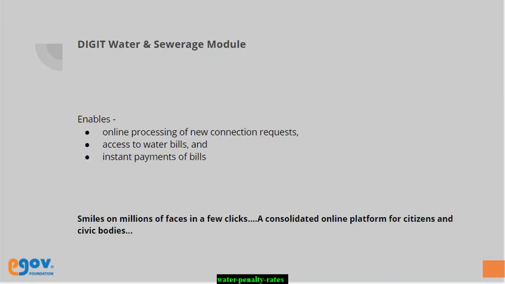Digit Water and Sewerage module enables online processing of new connection requests, generation of water bills, and facilitation of bill payments. The module eliminates the need for manual processing and streamlines the key water management functions for operational efficiency.